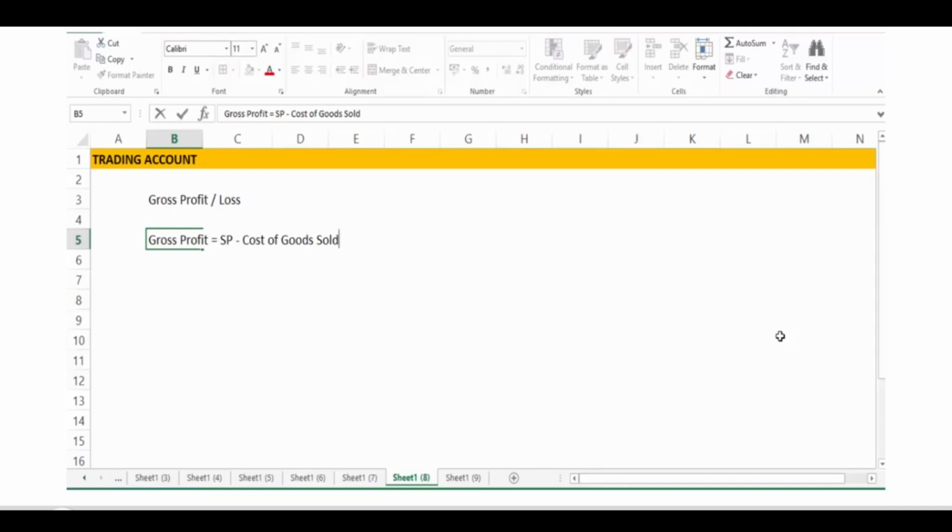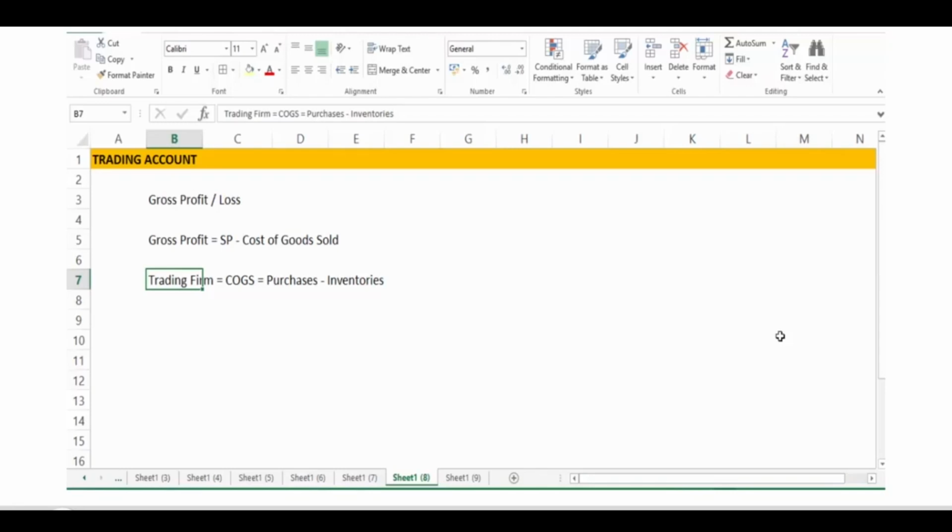Okay, so what is cost of goods sold? For a trading firm, finding cost of goods sold is simple. It is nothing but adjusting the goods still in hand against purchases. So I can say cost of goods sold is nothing but purchases minus goods still in hand, which I'm defining as inventories.